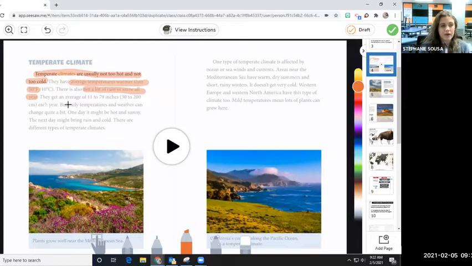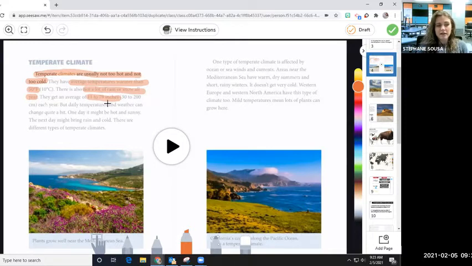Okay. They get an average of 11 to 79 inches. Woo! That's a lot of rain or snow. I'm going to highlight the 11 to 79 inches. I don't need to highlight that whole sentence. I can, but I've got a lot of orange highlighting on my screen right now, so I don't want to have a whole page that's orange. That's wasteful of my imaginary digital ink. They get an average of 11 to 79 inches or 30 to 200 centimeters each year.